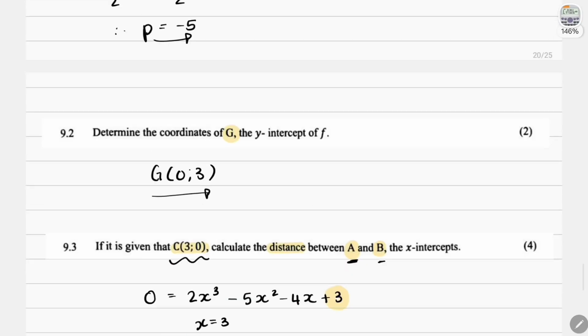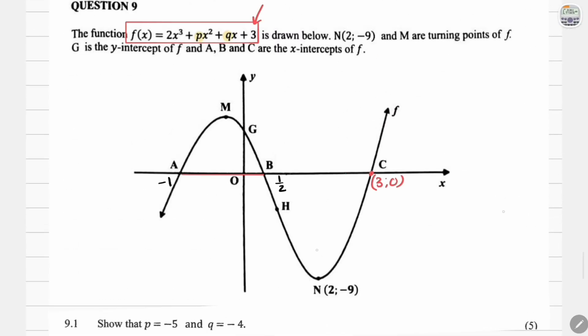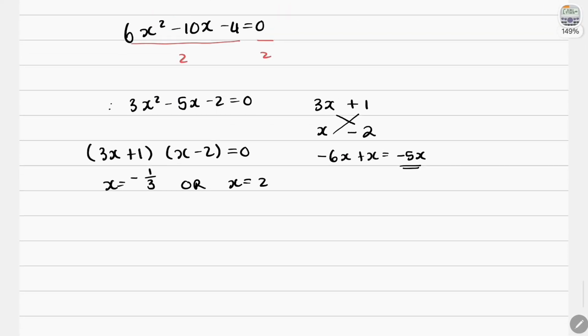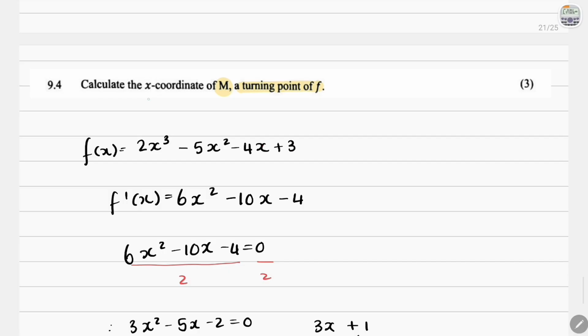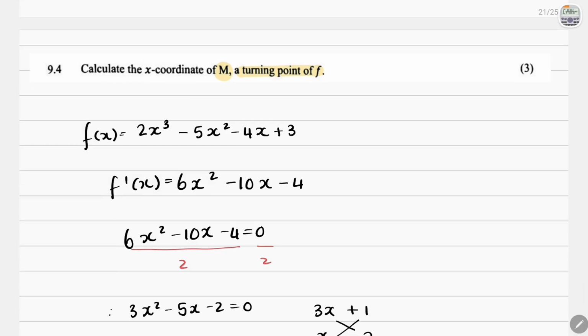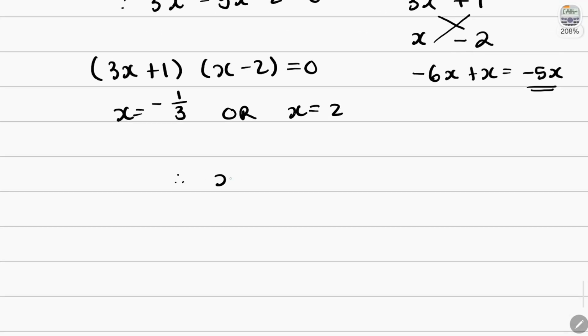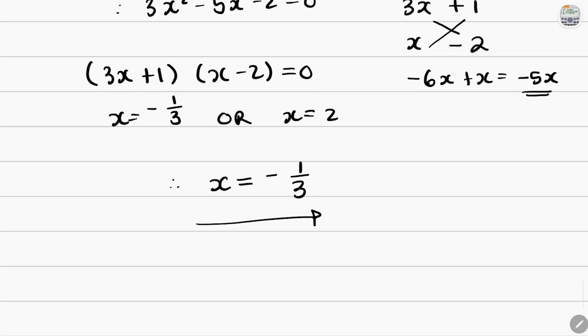So we already have one of them. So we just have to see which one exactly is M. This is the positive 2. So M is the other. Okay. And remember that they specifically said calculate the x-coordinate of M. Okay. So they just want the x-coordinate. So we can therefore tell them x is equal to negative 1 over 3. And that is our answer.